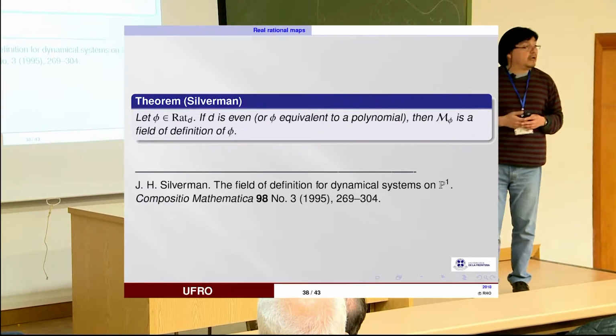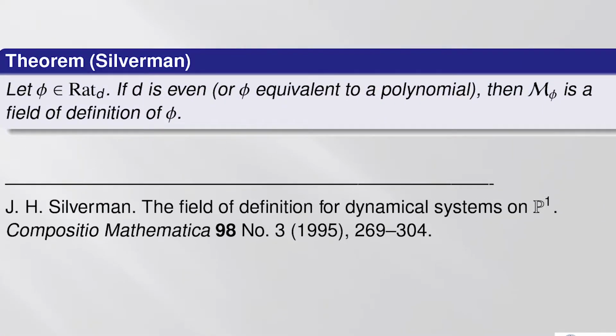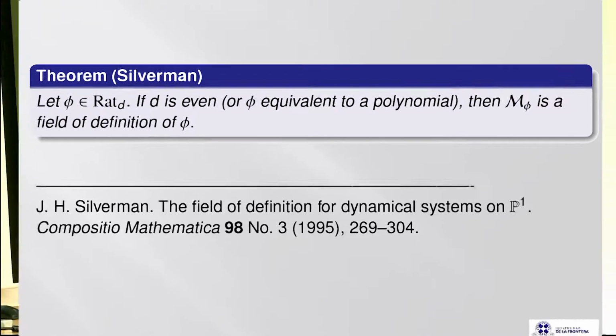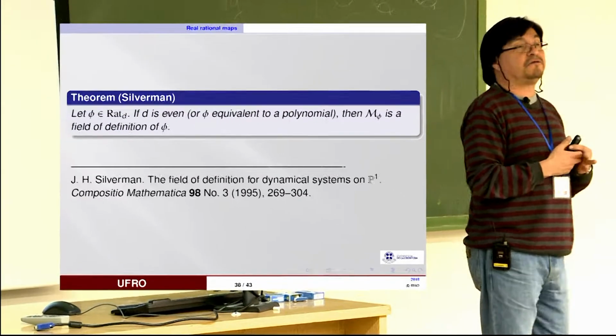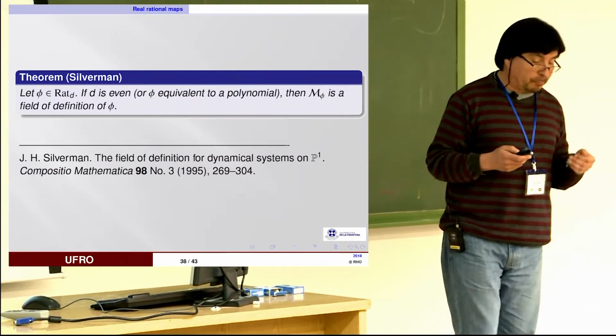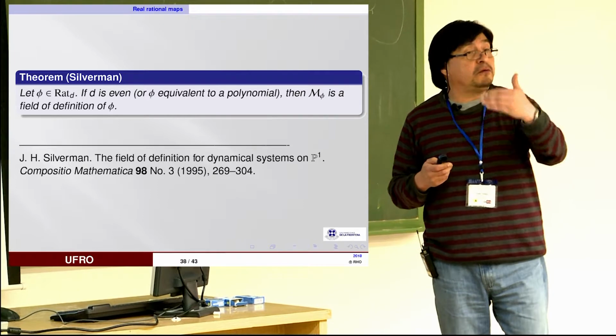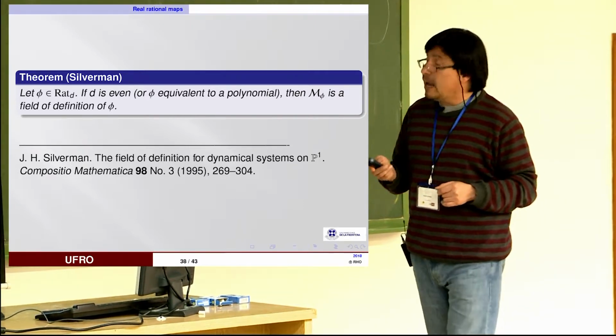So, a result by Silverman said that if we have a rational map of even degree, or it is conjugated to a polynomial, then the field of moduli is a field of definition. And essentially the proof of that is applying Weil's descent theorem and using the fact that, for example, we have an odd number of fixed points, so we have odd degree divisors which are rational over the field of moduli, and we can apply the results. This is the idea.